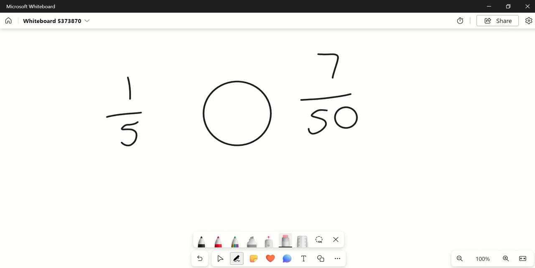Therefore, I need to convert 5 up to 50. The easy way to make 5 be 50 is by multiplying by 10. And anytime you do that, you just add a 0. I also have to multiply 1 by 10, which will make it 10. So 1/5 becomes 10 fiftieths, and since 10 over 50 is bigger than 7 over 50, 1/5 is greater than 7 fiftieths.